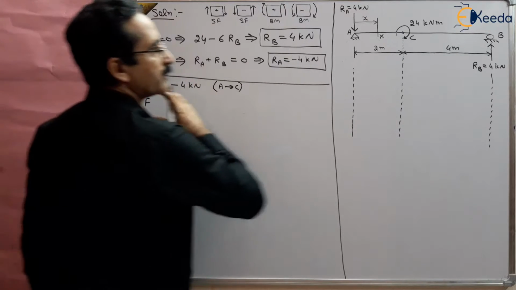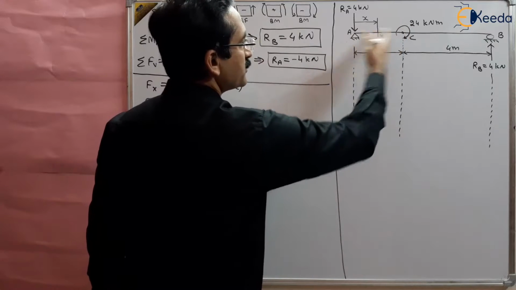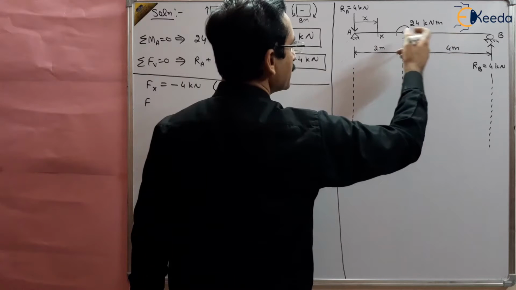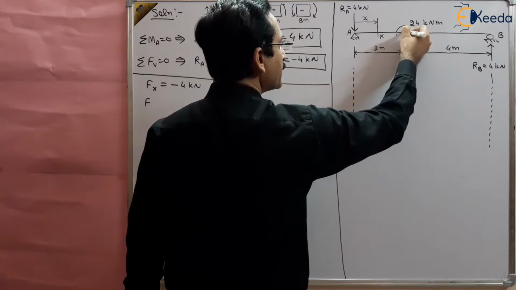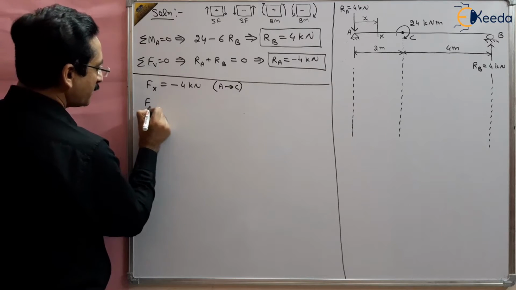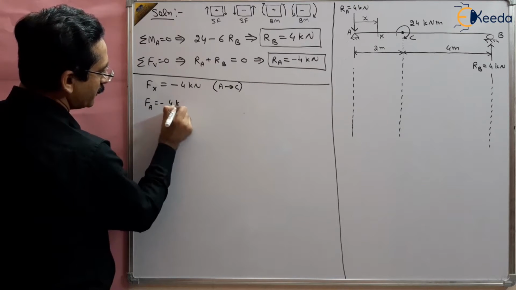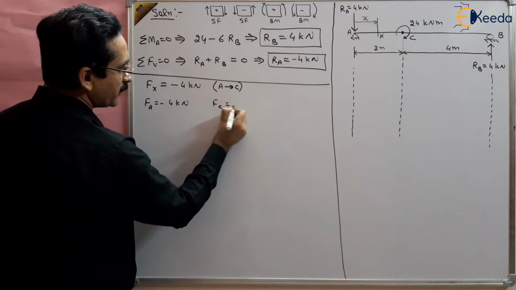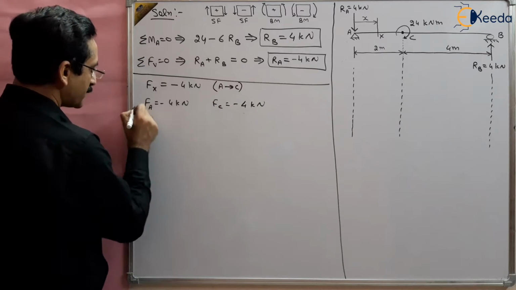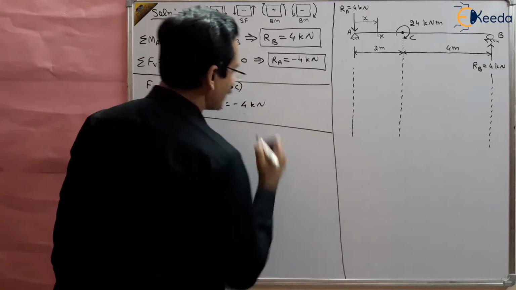Although it is valid throughout, because there is no other force, suppose we are taking the section twice, because of the moment, although there is no effect of the moment. So this is minus 4 kilonewton from A to C. So FA will be equal to minus 4 kilonewton and FC will be equal to minus 4 kilonewton because it is constant, right? So this is another part.